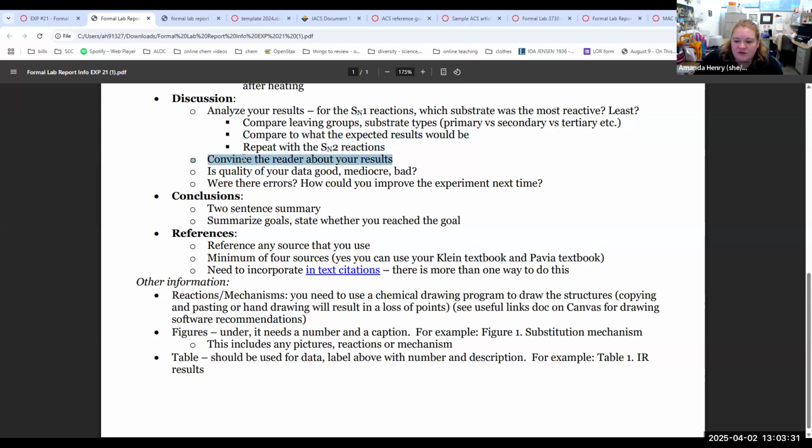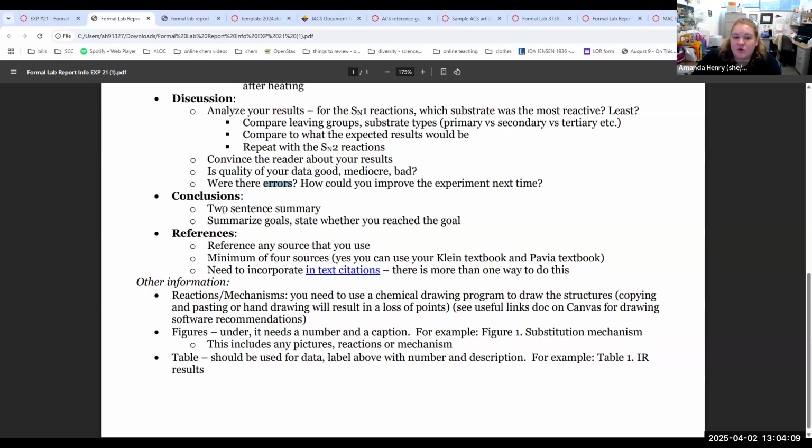Convince the reader about your results. So you can't just say this one was the fastest or this one was the most reactive. You have to say why you're saying that. So it was the most reactive because it formed a large amount of precipitate the fastest. Do you think your data was good or bad? So pretty much, do you think the experiment went well? Or do you think that maybe something was sloppy or something was rushed or your hot water bath was hotter or colder than it should have been? And then the last one, were there any errors and how could you improve those errors for next time?